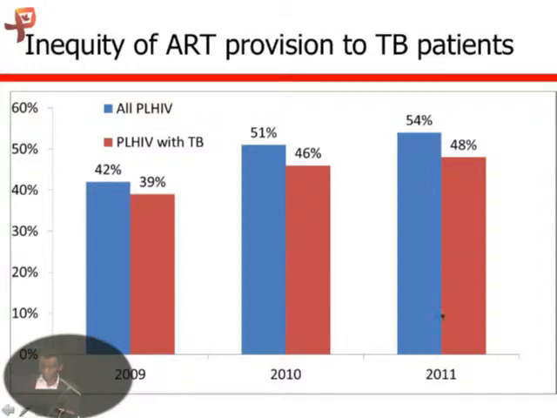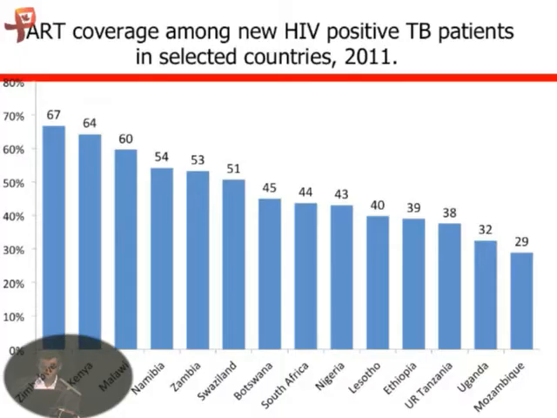So by 2011, globally it is 54% of people living with HIV eligible for ART received it, but that figure was less, 48%, for TB patients. There could be several reasons for this: the problem with early diagnosis, co-treatment, IRIS, all the other issues. But the bottom line is there is inequity that has to be addressed in terms of access for ART.